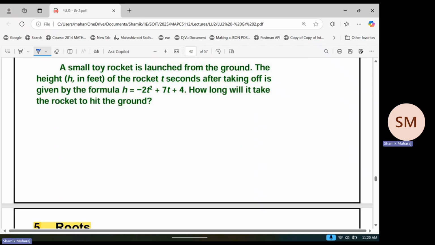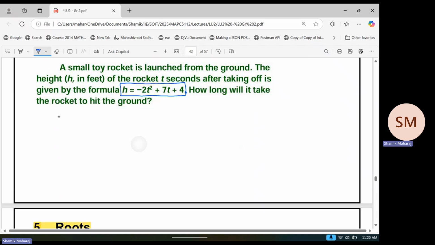Okay, guys, so let's do the solution on the board. Here the question says we have a toy rocket which is launched and its height is given by a certain formula. That formula is written here. We want to know how long, so in other words, we want to solve for t. T gives us time. So how long will it take for the rocket to hit the ground? Hitting the ground means the height is going to be 0. So if you just set h equal to 0 and solve for t, that's what we need to do.